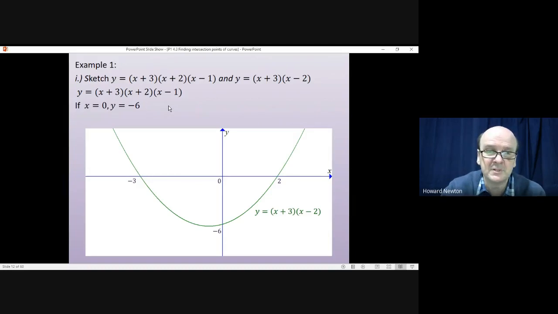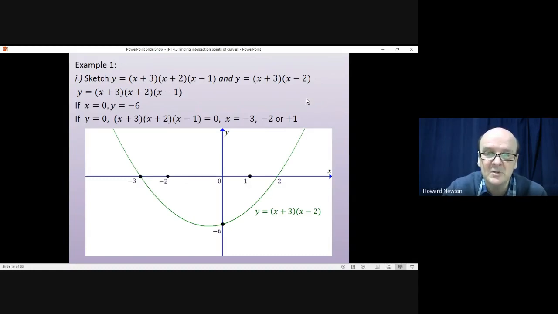To find the crossing points on the x-axis, we say what happens if y equals 0. Now, if y equals 0, that means these 3 brackets multiplied together must give us 0, which means one of the brackets must equal 0. So if the first bracket's 0, we'd have minus 3. If the second bracket's 0, we'd have minus 2. And if the third bracket's 0, we'd have plus 1. Those are all the crossing points.